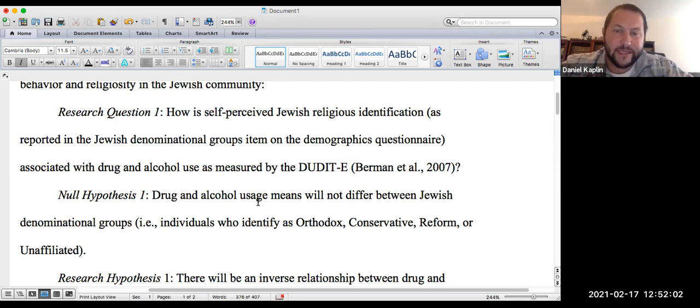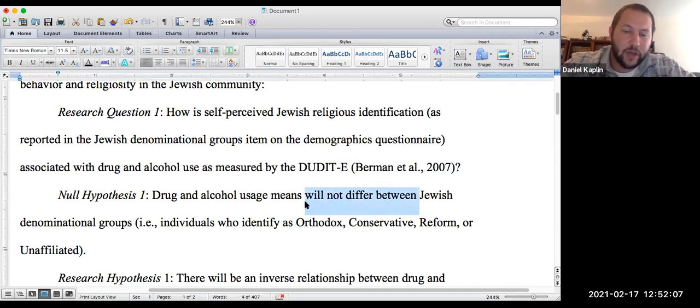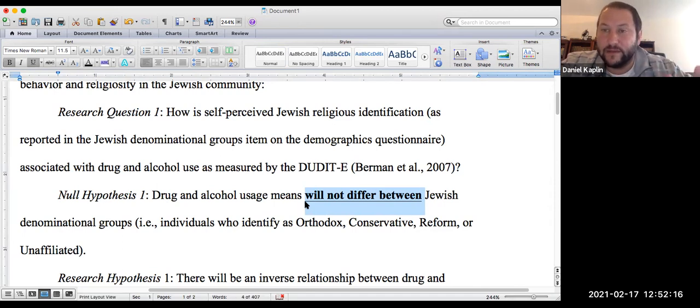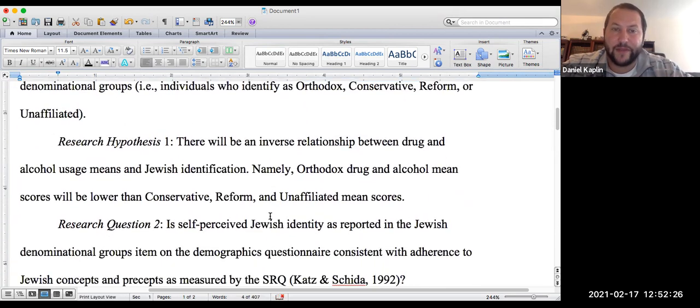So the null hypothesis, the biggest thing that I'm trying to emphasize, and I'm going to bold and underline it right now, but it shouldn't be formatted that way, is they will not differ, right? They will not differ significantly. And we use statistics to determine that. Well, the alternative hypothesis or the research hypothesis is that there will be an inverse relationship between drug and alcohol usage means and Jewish identification.